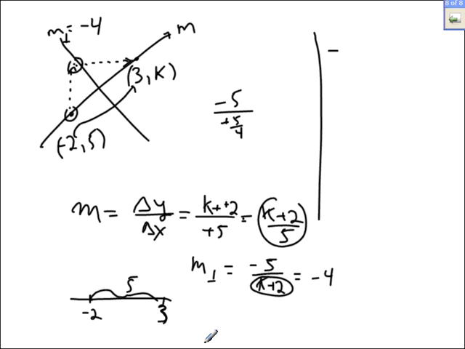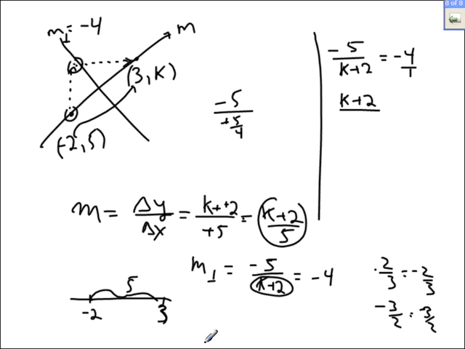So we need to solve this. -5 over k plus 2 is -4. I hate my variables being in the denominators. This is the same as -4 over 1. If two quantities are equal, like 2/3 equals 2/3, if you take their reciprocals, they're still equal. Negative 2/3 equals negative 2/3. Their reciprocals are equal. That is, k plus 2 over negative 5 is equal to 1 over negative 4.